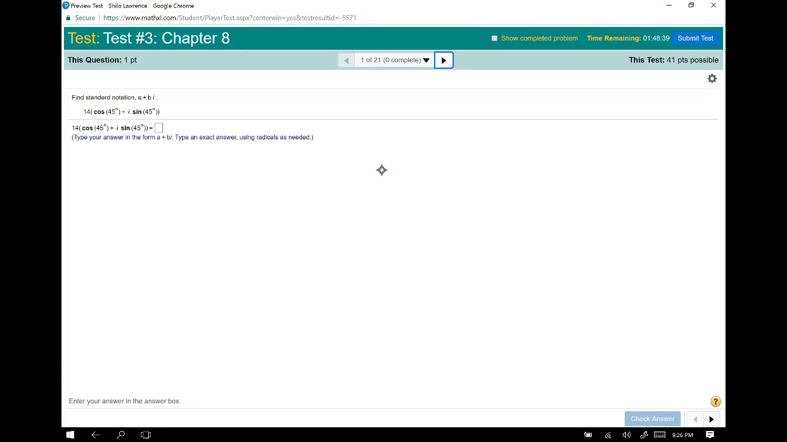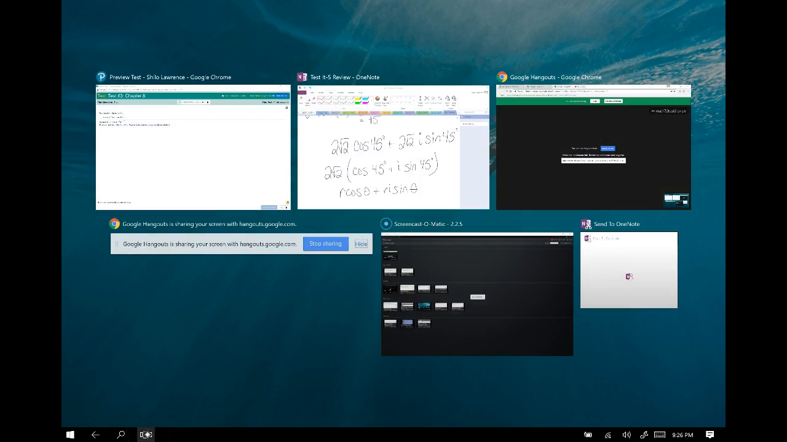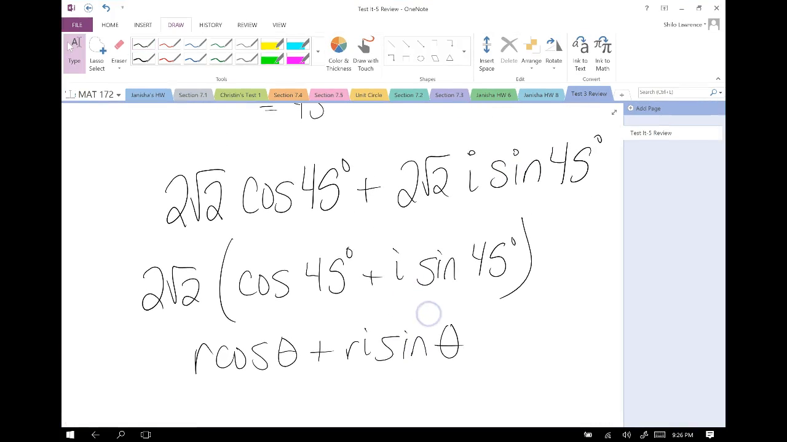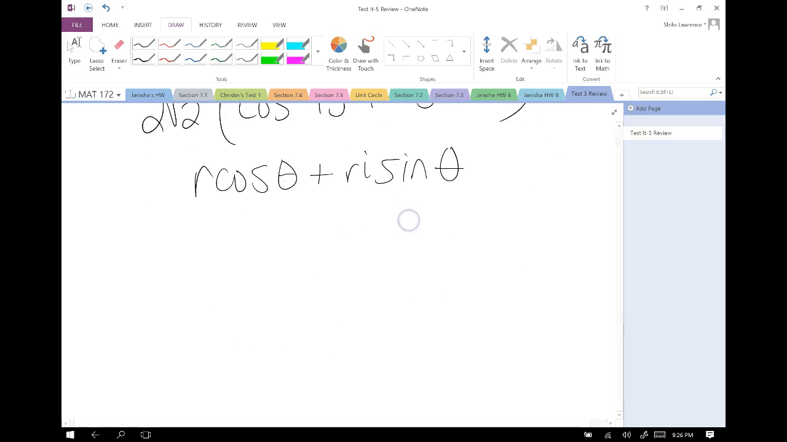So one of the first questions on here actually wants you to go in the opposite direction. They give you trig notation and they want standard notation. These problems are actually easier. If we know trig notation and we want standard notation, all we have to do is ask the calculator what this value is. Just ask the calculator what 2 root 2 cosine 45 is. Make sure your calculator is in degree form. So to go from trig to standard, all we have to do is evaluate.